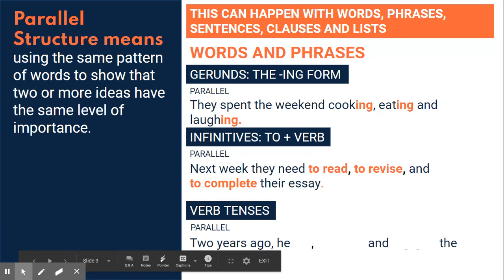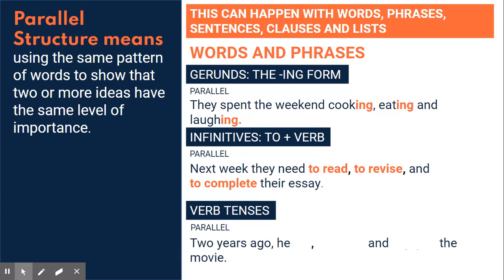And then going back to our first example, like Star Wars, we can make sentences parallel by modifying the tense of the verb. 2 years ago, he sat, watched, and enjoyed the movie. All those verbs are in past tense, which makes the sentence parallel.